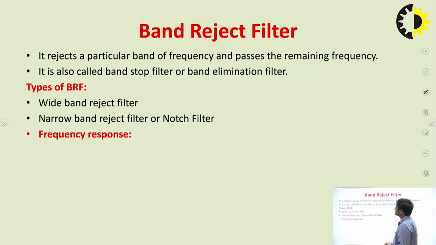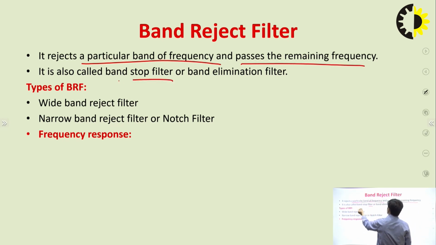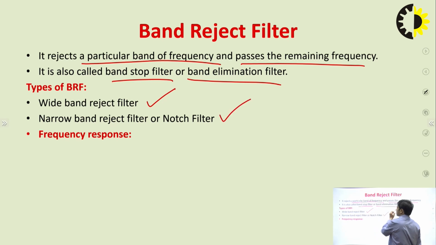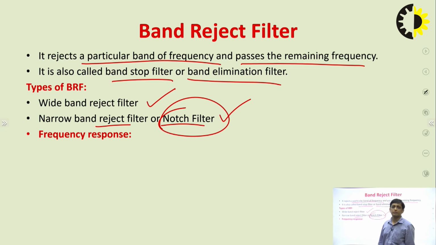Now coming to the next filter, that is the band reject filter. As the name suggests, it rejects a particular band of frequencies and passes the remaining frequencies. It is also called a band stop filter, and also called a band elimination filter. Again, there are two types of band reject filter. The first one is the wide band reject filter, and the second one is the narrow band reject filter. The narrow band reject filter is also called a notch filter. Basically, a notch filter is a filter to reject a single frequency. It is especially used in power supplies, right?